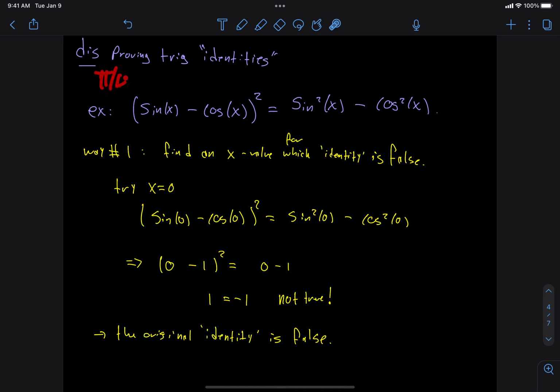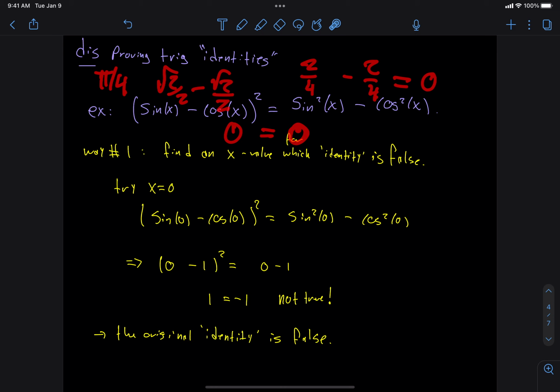If I pick pi over 4, then this will be square root 2 over 2 minus square root 2 over 2, which is 0, squared is 0. And on the right-hand side, we would get 2 over 4 minus 2 over 4, which would be 0 on this side as well. So we would get 0 equals 0. So it's true if the input is pi over 4.